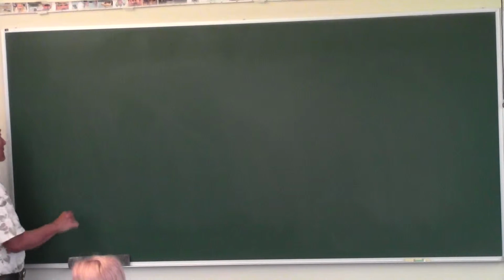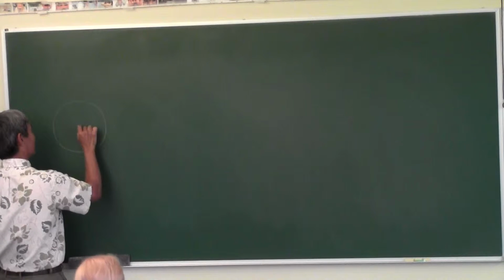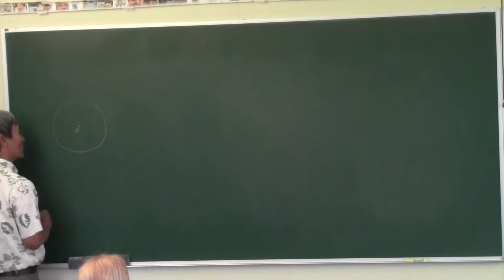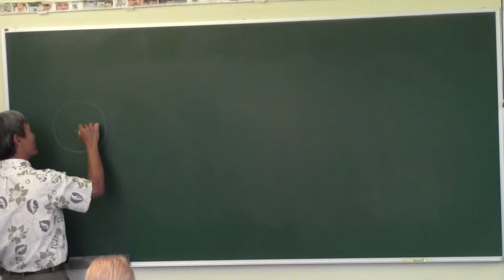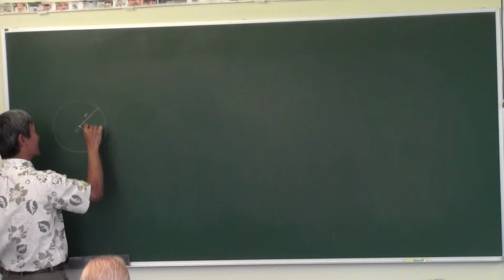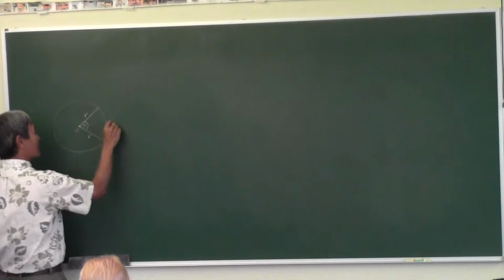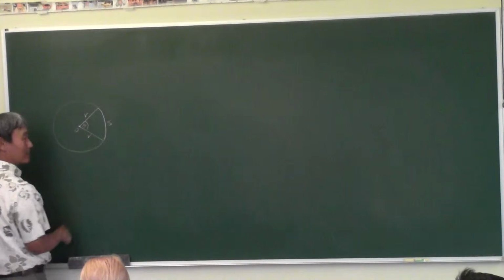Okay, let me give you a problem. What if you have a circle? Here's the center. We'll call that O for the center of the circle. What do you call this? Here's a radius. Here's another radius, R and R. And let's say you know the measurement of this angle right there. How do you figure out the arc length?